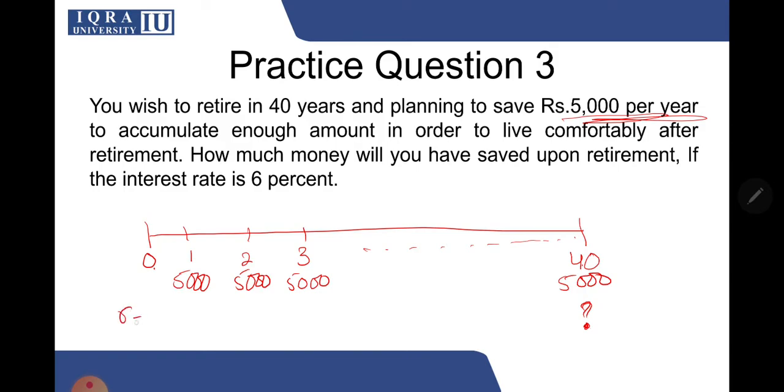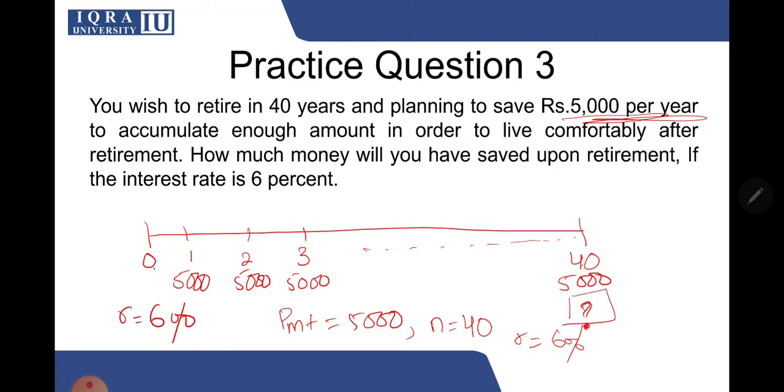Okay, and the rate is 6%. So now if you look at the data, it means you know that the PMT is 5,000. You also know that N is 40 and R is 6%. And you need to find out the value at age 40. So you need to find out the future value. Present value is at time 0. We're supposed to find out the future value over here. So you have all of your data now. Now you just need to plug in the information in the formula.